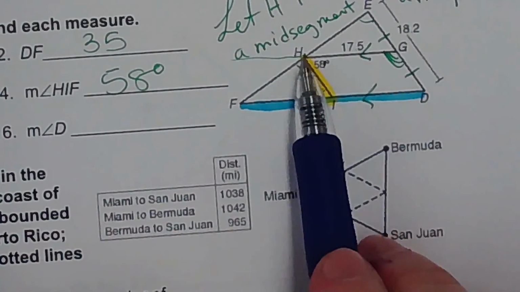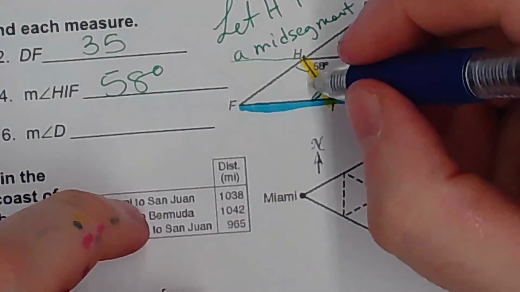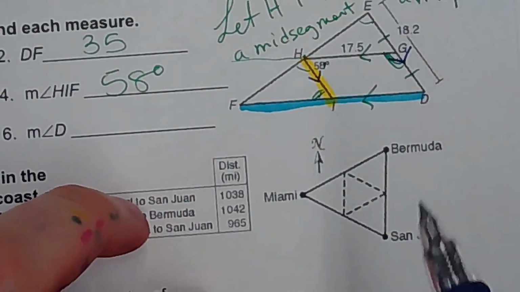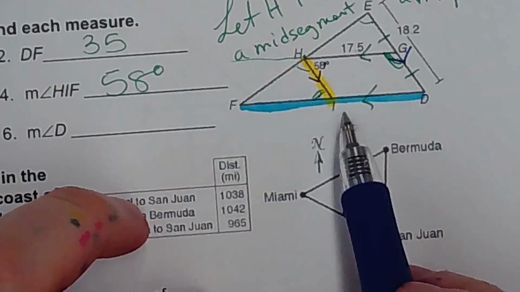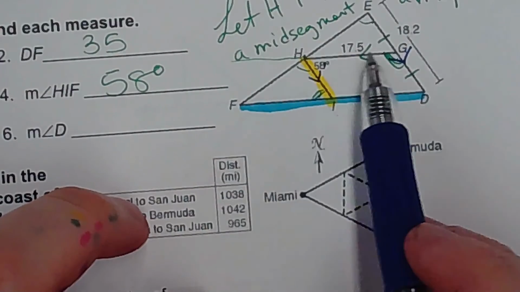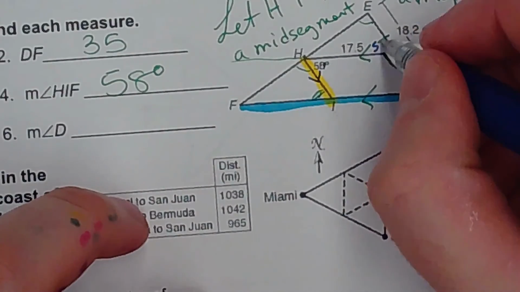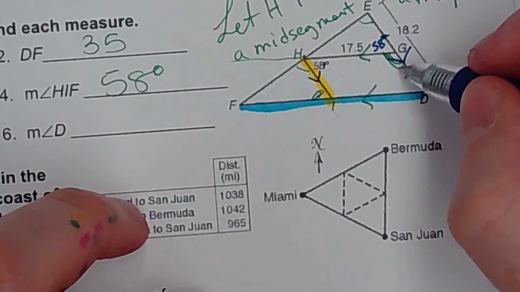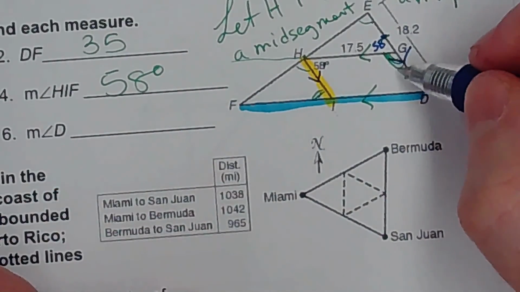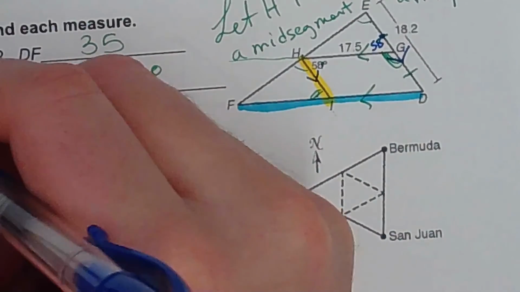This is a mid-segment, right? We know this segment is parallel to this guy, right? So what must this line be? We have 2 parallel lines cut by this guy. That's a, starts with a T, transversal. So if that's 58, what measure must this be? 58. And if that's 58, how much must this be? 122, by linear pair theorem. So that's this guy, 122.